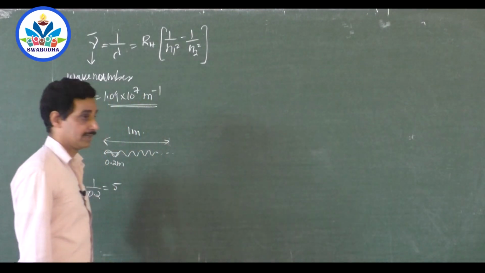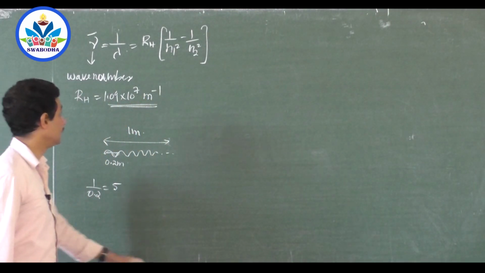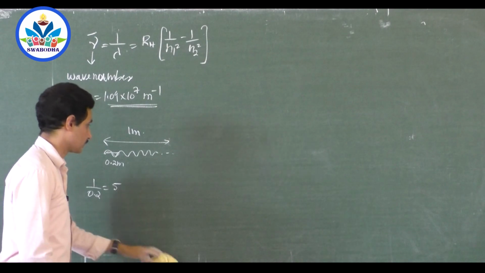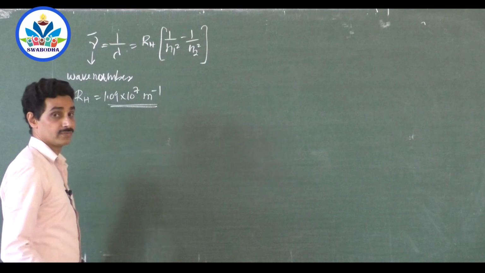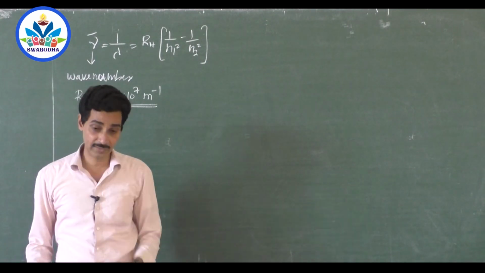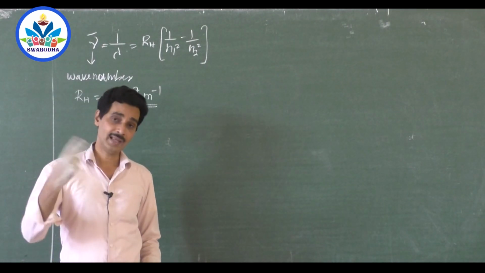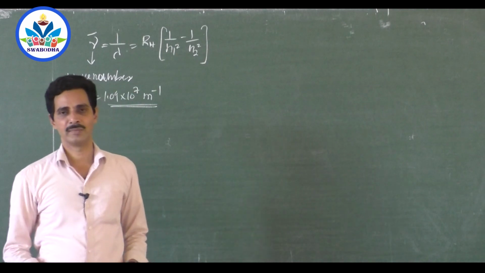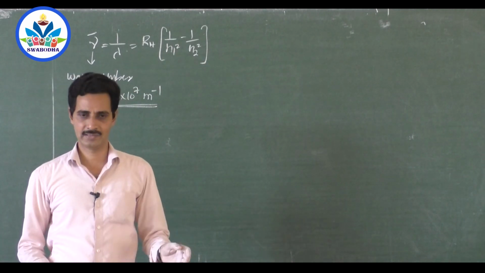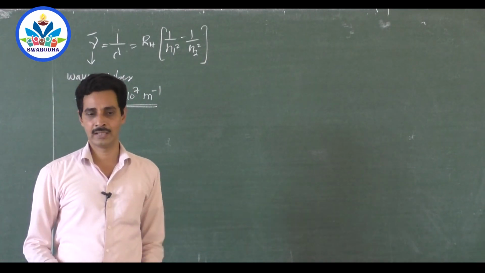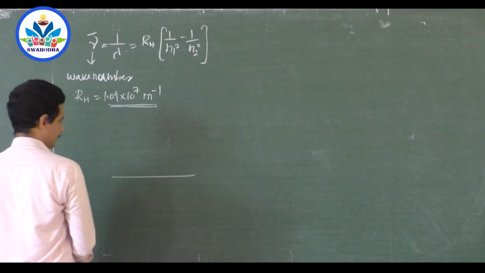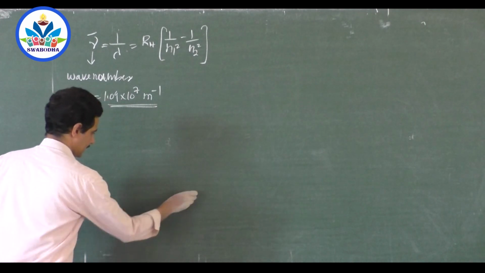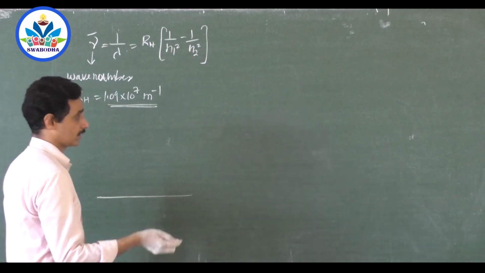That is wave number. It is equal to 1 by lambda into 1 by n1 square minus 1 by n2 square. Remember, n2 is the quantum number of the higher energy state, and n1 is the quantum number of the lower energy state. So when you draw the energy level diagram for hydrogen spectrum, suppose you know that energy is inversely proportional to the square of the quantum number.